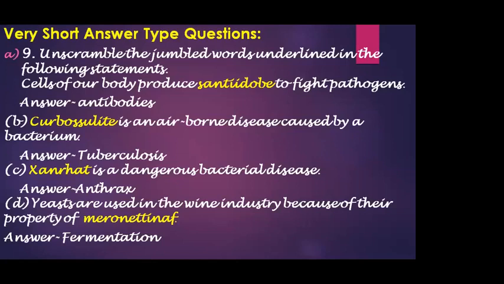C. Dash is a dangerous bacterial disease. Here, the answer is anthrax. Anthrax is a dangerous bacterial disease. D. Yeasts are used in the wine industry because of their property of dash. Here the answer is fermentation. Yeasts are used in the wine industry because of their property of fermentation.